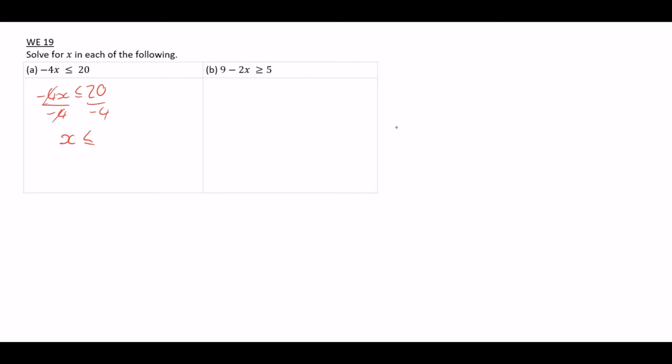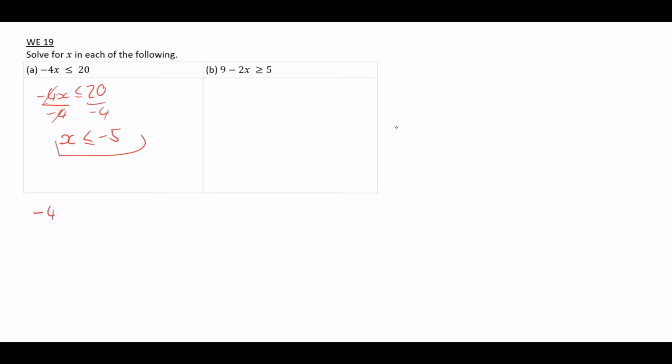20, I've got positive divided by negative, so my answer is going to be negative, and 20 divided by 4 is 5. So -5. Okay, well let's test that. x is apparently less than or equal to -5. Well, if I plug this value in, let's pick x is -7, because -7 is less than or equal to -5. So I can try that.